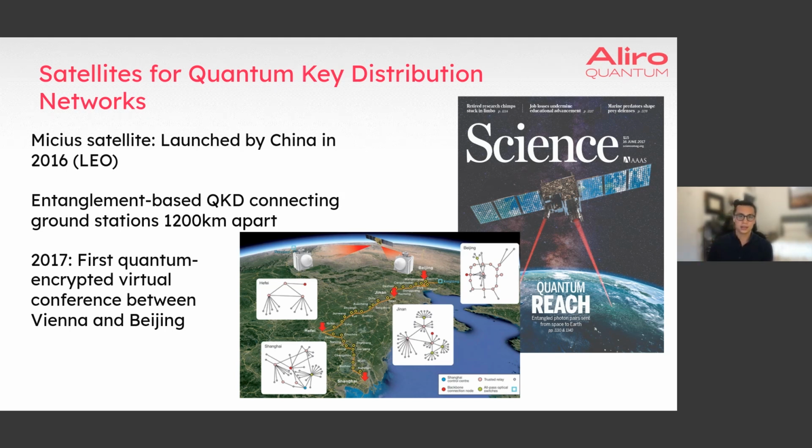As you can see here, in the bottom picture, China is really investing a lot of money and resources into developing their quantum communications infrastructure, with their terrestrial footprint being extremely large here, but also really leading the way in space-based quantum satellites.